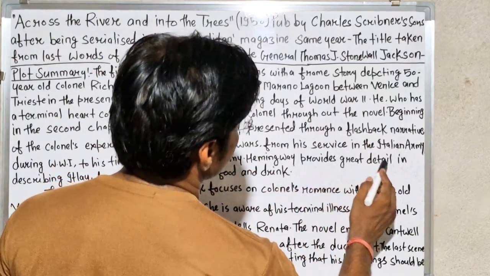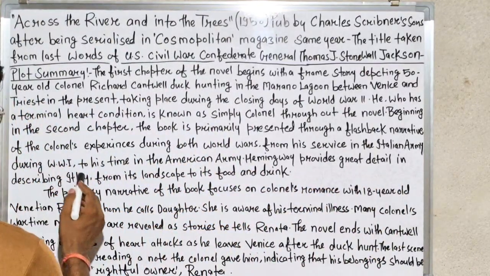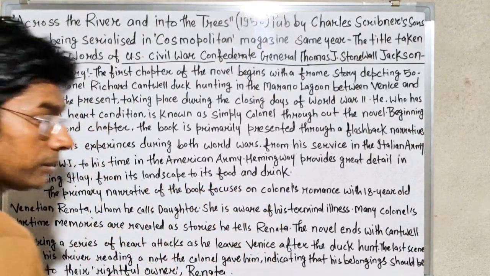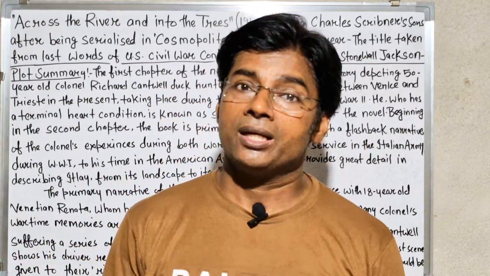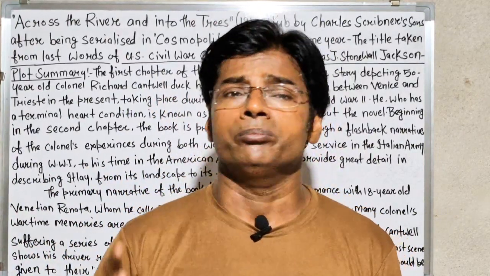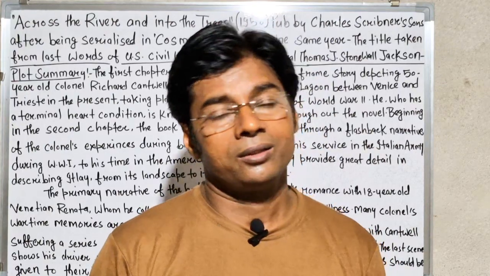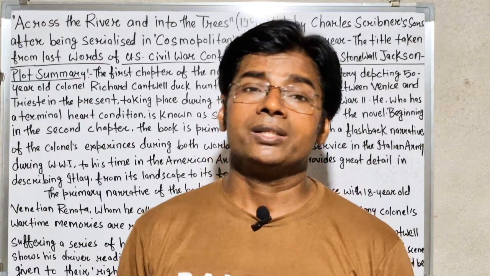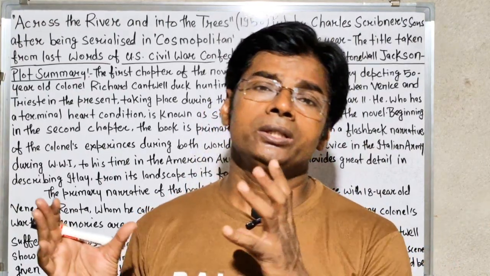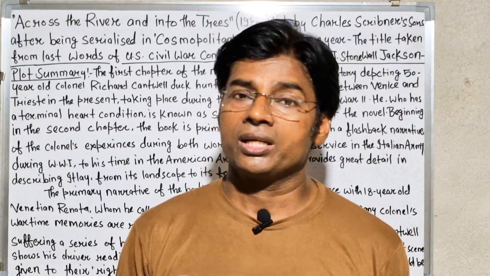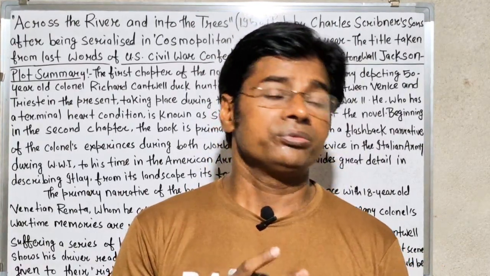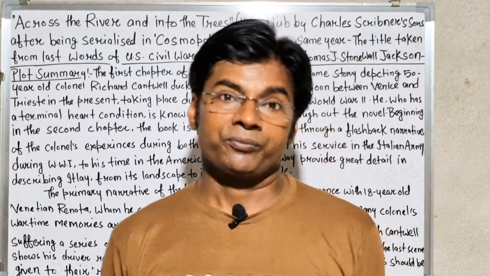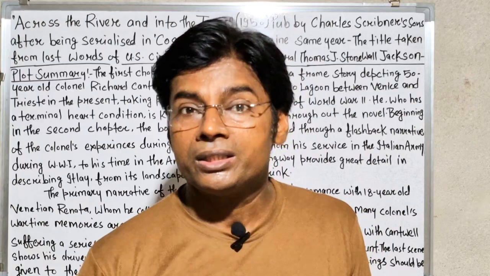Hemingway provides great detail in describing Italy, from its landscape to food and drink. And here Ernest Hemingway also utilizes beautifully the flashback of the novel. Using the flashback, Hemingway speaks a lot about the natural beauty of Italy, the food habits of the people of Italy, and the drinks available or served in Italy.